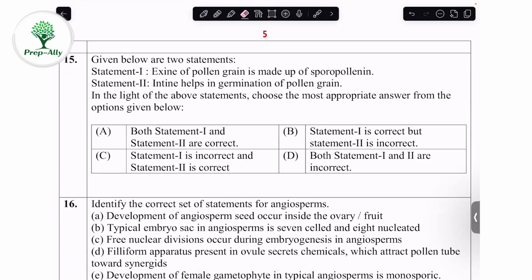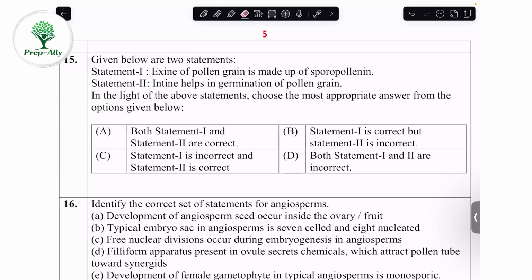15th question. Given below are two statements. Statement 1, exine of pollen grain is made up of sporopollenin. Statement 2, intine helps in germination of pollen grain. We have to find whether both statements are correct, or one statement is wrong, or both are incorrect.